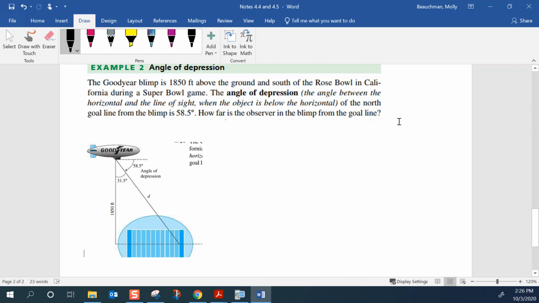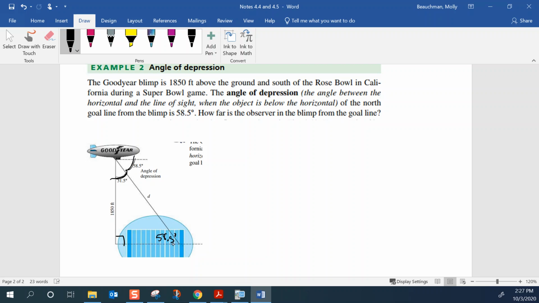So now we have our picture of the Goodyear blimp. Its vertical height above the ground is 1,850 feet. Here's our right triangle. Line of sight from the Goodyear blimp to the opposite sideline gives us an angle of depression from horizontal of 58.5 degrees. That means that this vertical angle here has to have a sum of 90, that's 31.5. Or you can also think about it as this angle down here is 58.5 degrees.